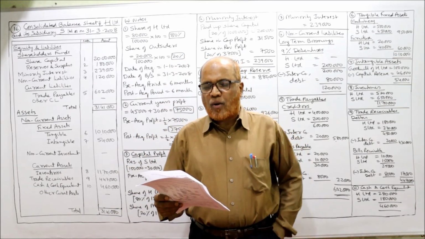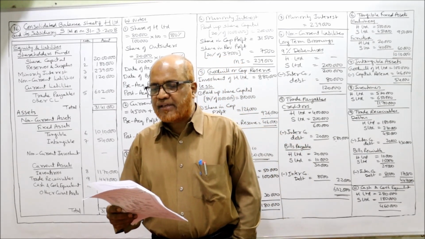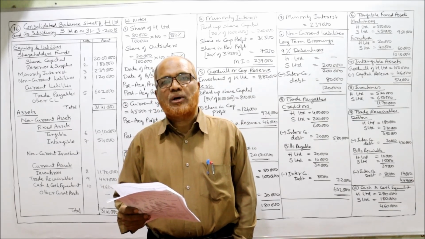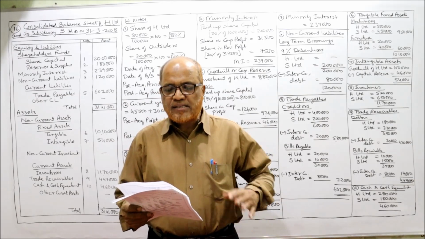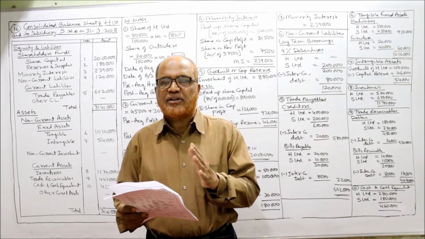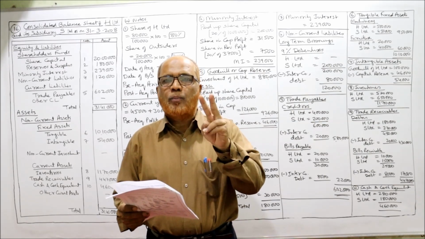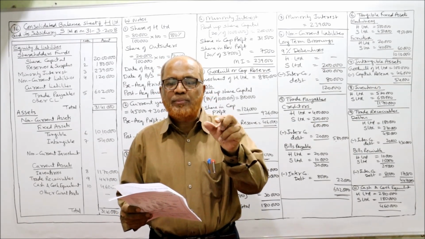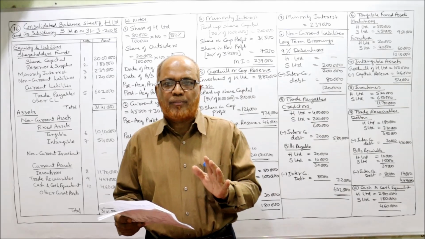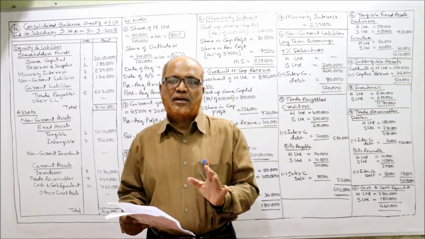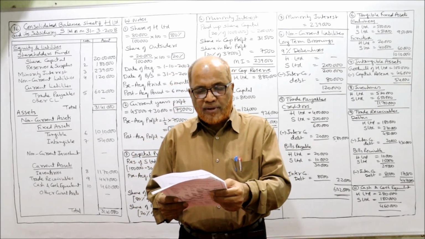H Limited acquired 80,000 shares of 10 each in S Limited on 1st October 2007. The summarized balance sheets of H Limited and S Limited on 31st March 2008 is given below. So 2 points. First point, H Limited holding company, S Limited subsidiary company. The holding company holds 80,000 shares. So totally how many shares are there?